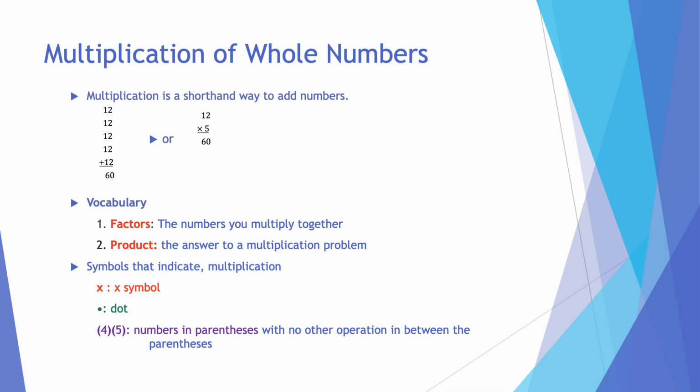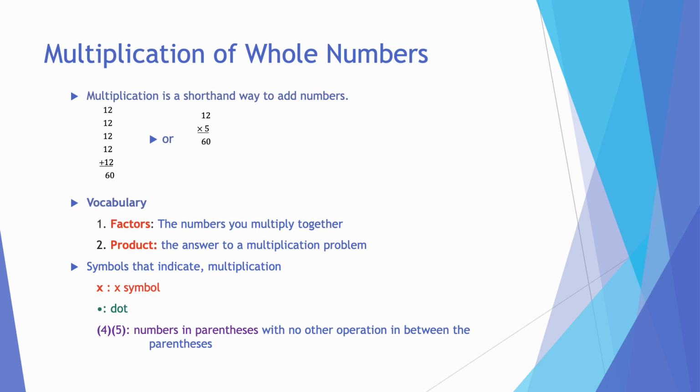Which is easier, to add 12 plus 12 plus 12 plus 12 plus 12, or to multiply 12 times 5? Both ways you get the same answer, but it's much easier to do the multiplication than it is the repeated addition. There's some vocabulary in multiplication. Factors are the numbers that you multiply together, and product is the answer to a multiplication problem.